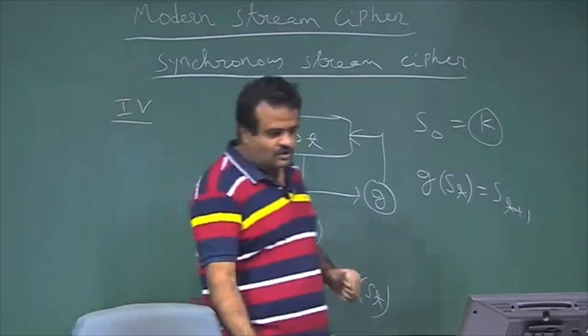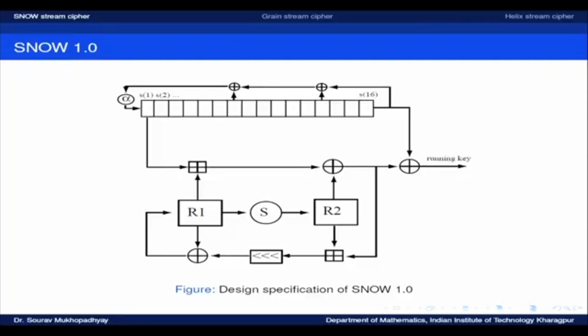So let us talk about some modern stream cipher which is using the IV and the key stream. This is the stream cipher SNOW. This is a LFSR, a 16-bit LFSR with cells S1 to S16, and we have an alpha. We will discuss what alpha is.